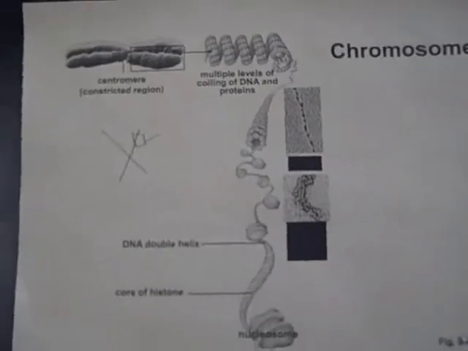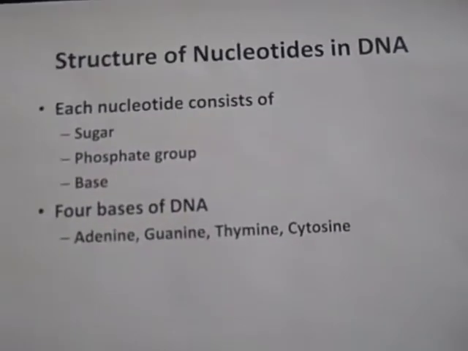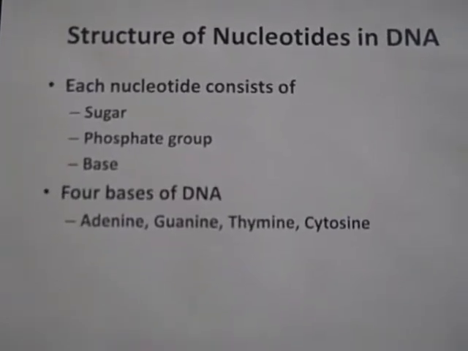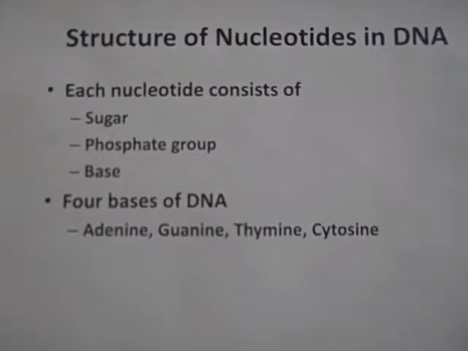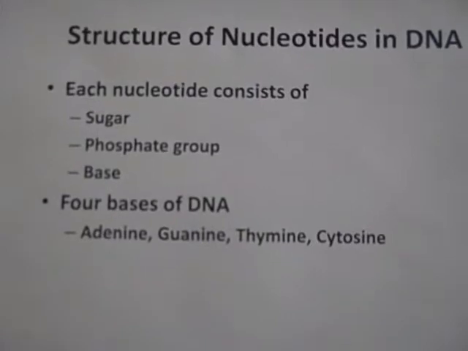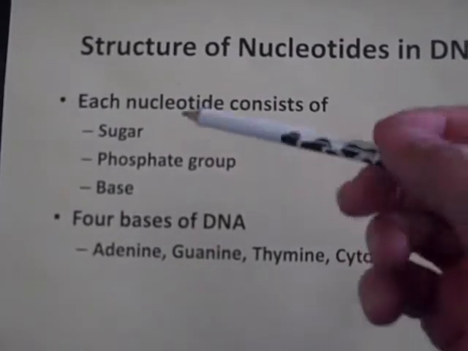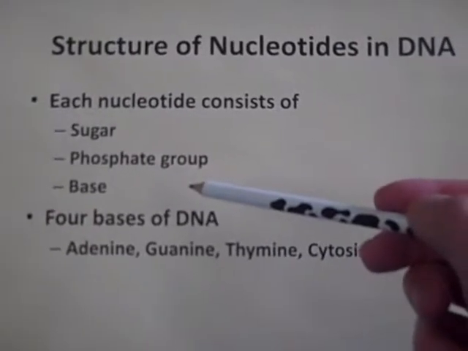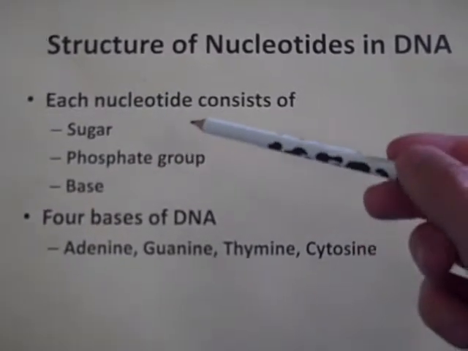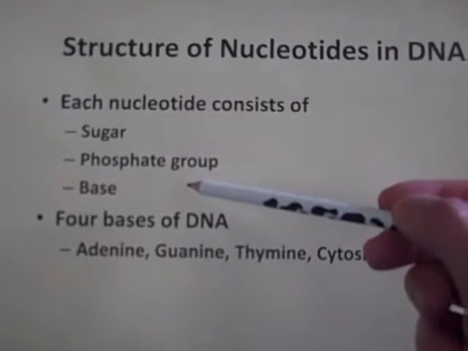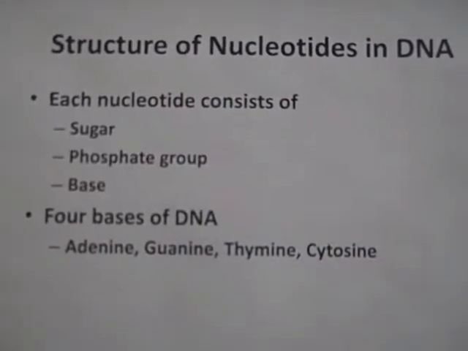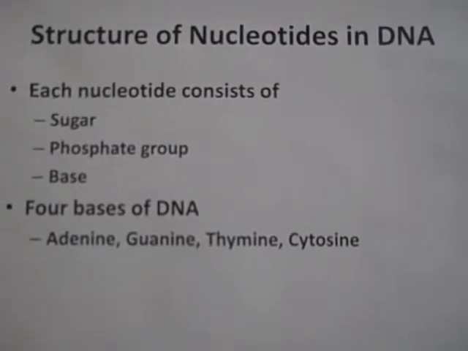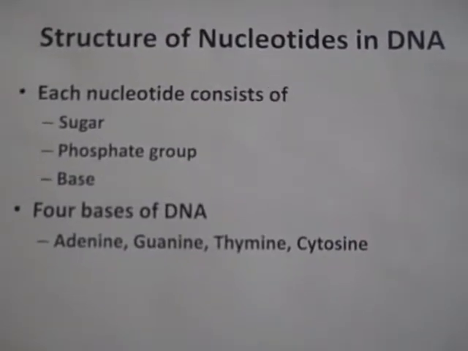Now, if we start talking a little bit about the overall structure of DNA, it is what we call a nucleic acid. And the building blocks of nucleic acids are nucleotides. Each nucleotide consists of three parts: a sugar, a phosphate group, and a base. Now, we know depending on the nucleic acid, it might be a different sugar, there might be different bases involved, but we'll talk about those a little bit. So this is one of those molecules of life. The other three, of course, being lipids, proteins, and carbohydrates.